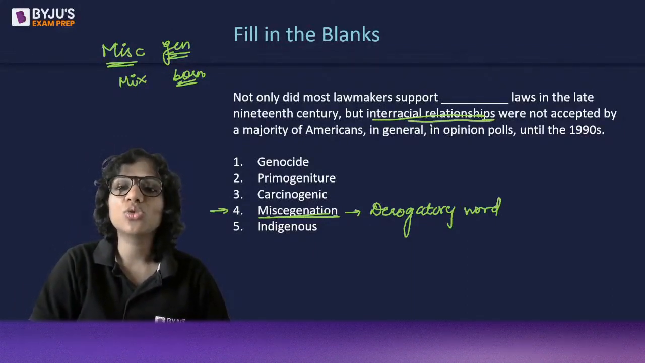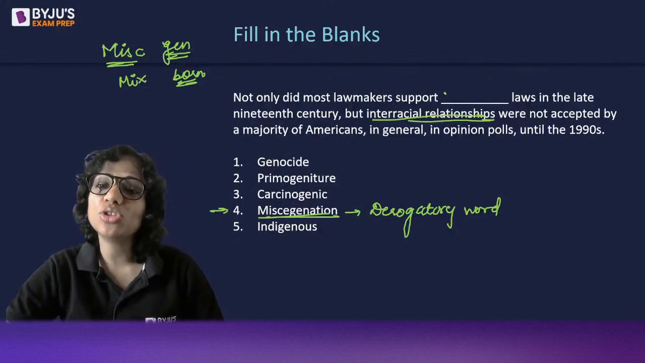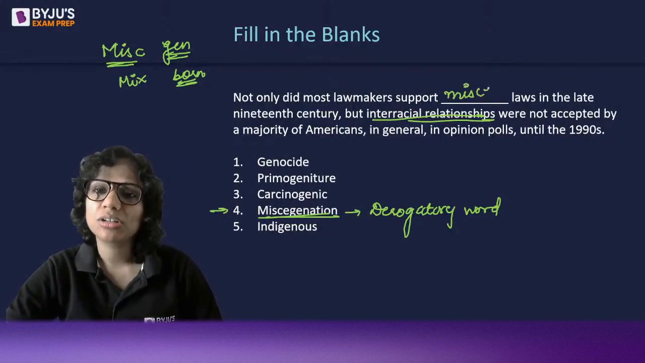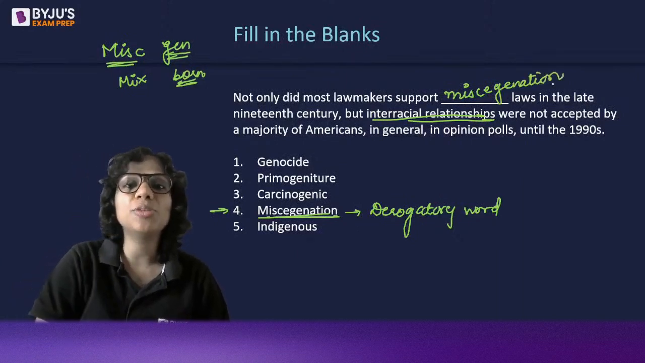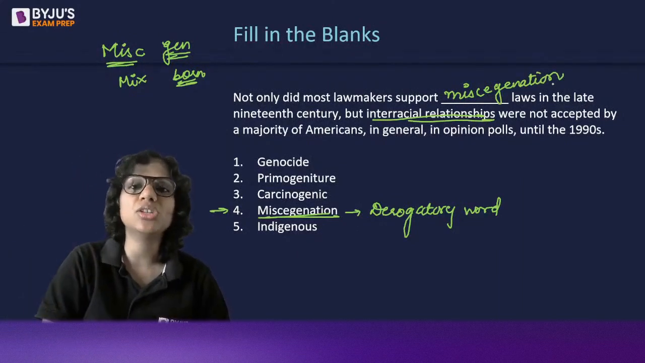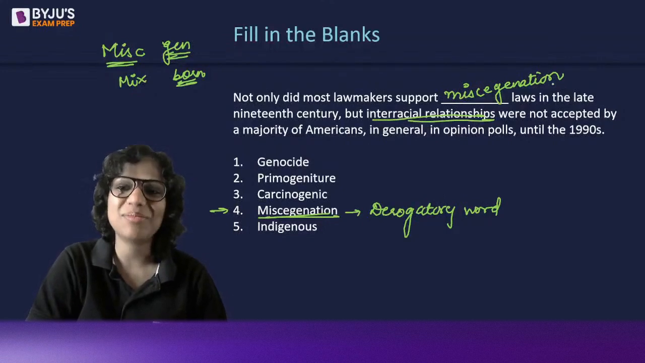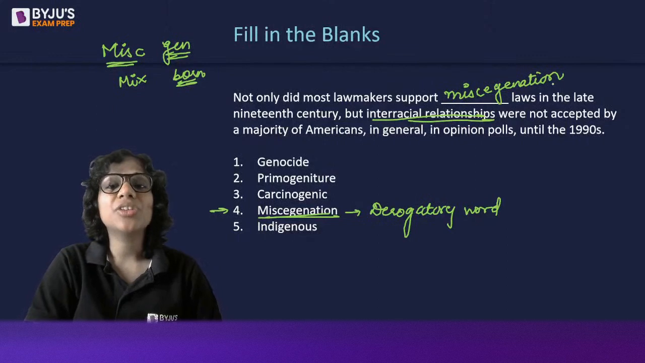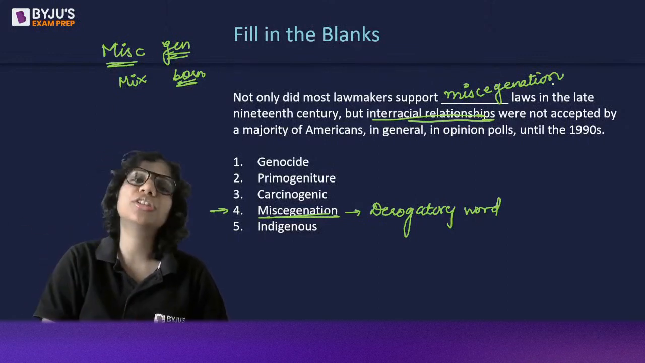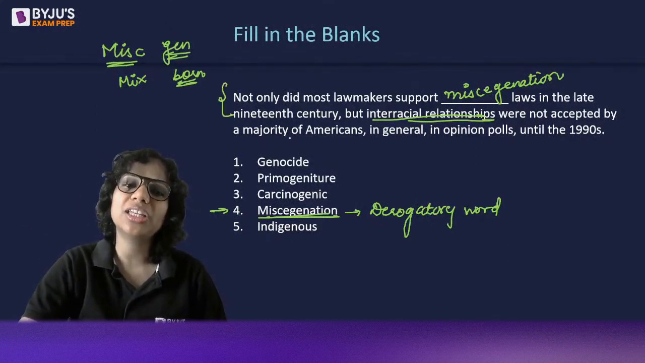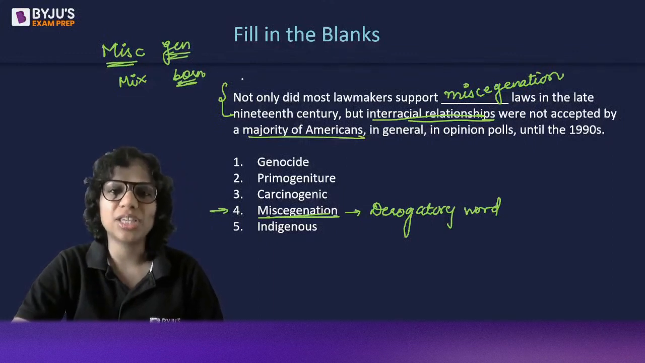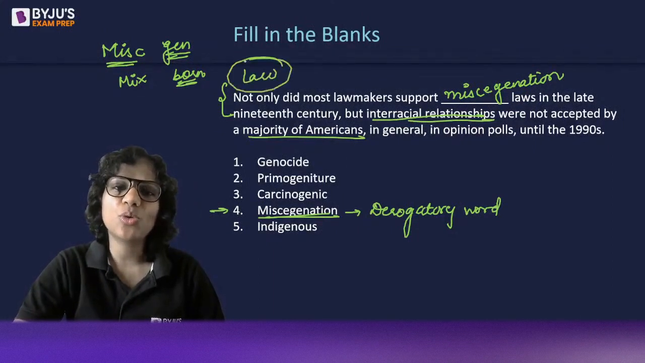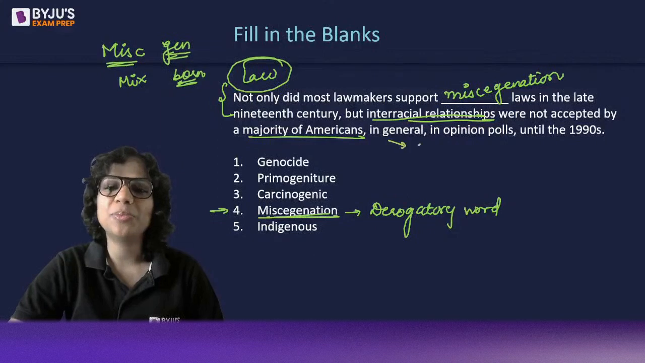So not only did most lawmakers support miscegenation laws, there were laws that prohibited people from one race from actually being in a relationship with people from another race. Imagine. Okay, so in the late 19th century, we had such laws, and people also did not accept it. That's what I'm saying. So there was no support of the law, there was no support of the people.